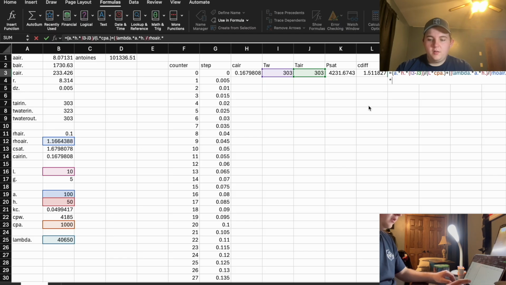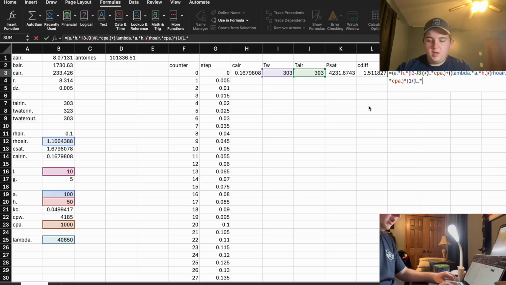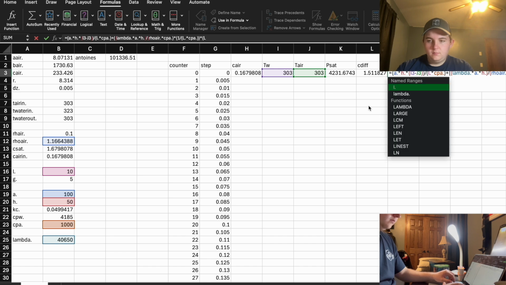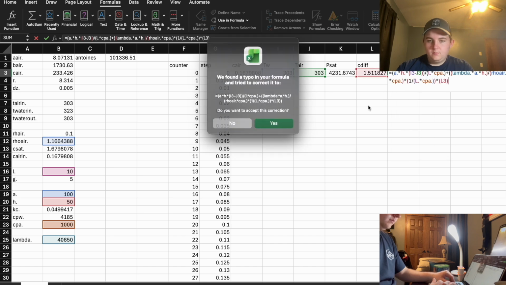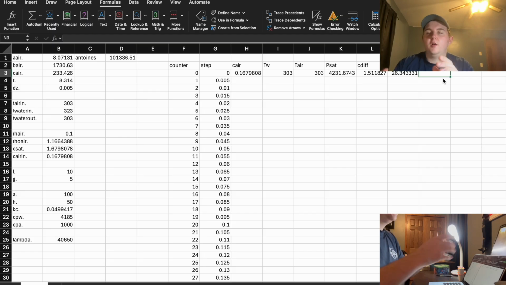Times our CPA dot, and then that's close parenthesis times our 1 over L dot times our CPA again. Hopefully that is good. I'll check it when I'm finished all of these. Or actually, I'll just check it now.